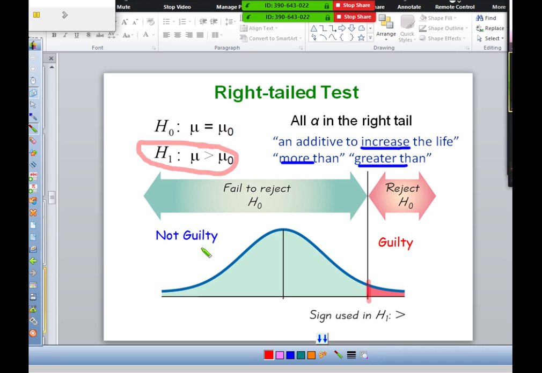If your test statistic, your sample z-score, is in this range, you're going to say that's not guilty. Maybe if it's right here, it sure looks guilty, but you don't have enough evidence to prove it's guilty, so it's not guilty. You would like to make it guilty maybe, but you can't. Maybe you need to take a larger sample size to get that z-score higher.